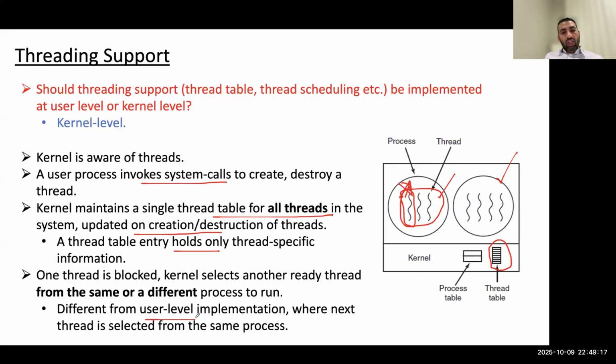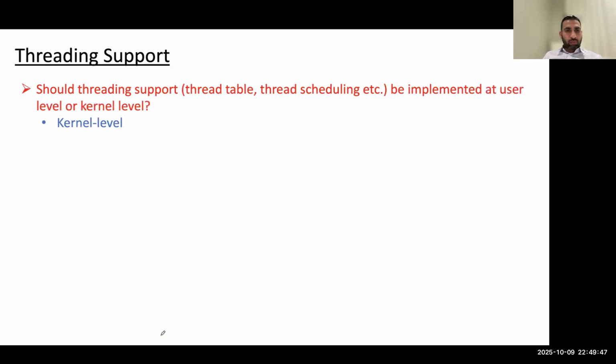This is different from the user level implementation, where the next thread is selected from the same process. In the user level implementation, when a thread of a process voluntarily releases the core, the next thread which the runtime library picks to run is from the same process, the process whose thread voluntarily released the core. Any questions?